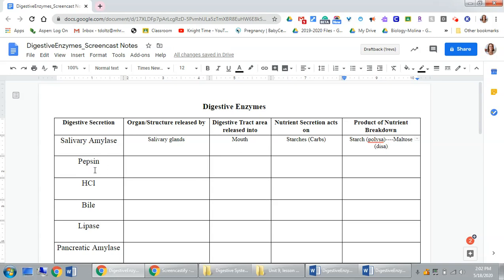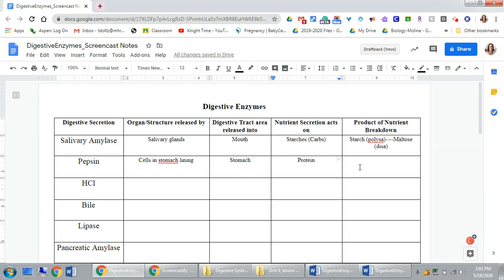All right, pepsin. That is going to be released from the cells in your stomach lining. If that's the stomach lining, obviously it gets used in the stomach. There's going to be a different nutrient group. Pepsin starts with a P, just like protein. So you're going to use pepsin to digest proteins in the stomach.